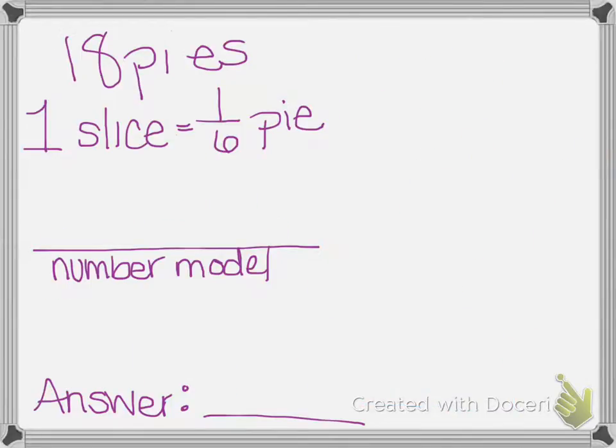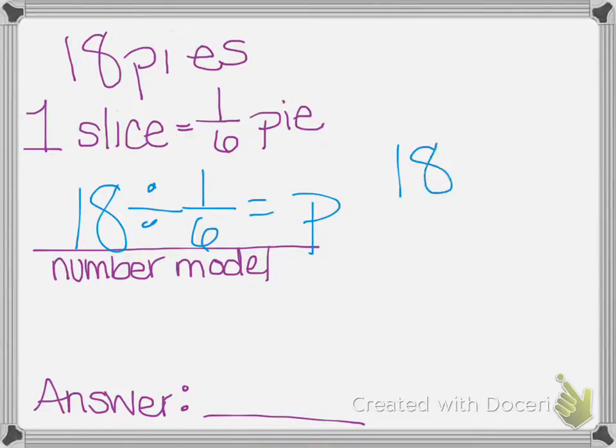Number 4 says a bakery sells pie slices that are 1/6 of the pie. If they made 18 pies today, how many slices of pie will they have? So we have 18 pies, and we're dividing them into 6. And that'll equal P for pie. So to actually solve, we take 18, we multiply that by the reciprocal, means we switch our numerator and our denominator, and then we solve.